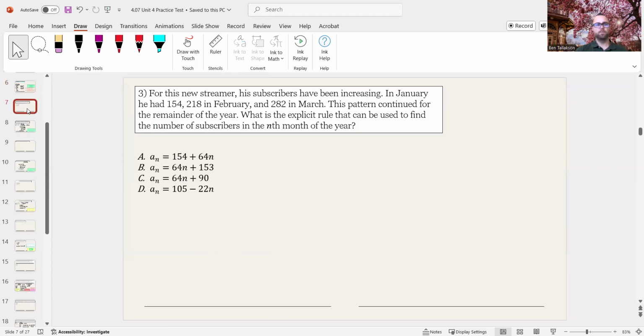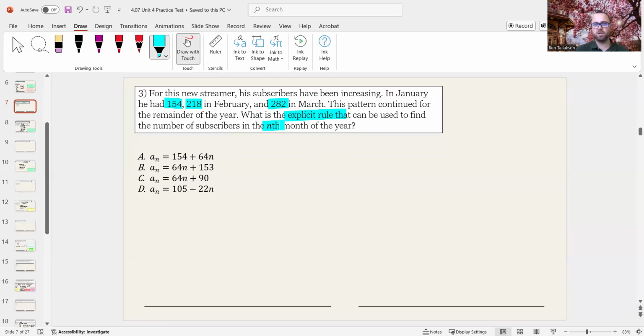Number 3. For this new streamer, his subscribers have been increasing. In January, he had 154, 218 in February, and 282 in March. He must be doing something right. This pattern continued for the remainder of the year. What is the explicit rule that can be used to find the number of subscribers in the nth month of the year? This long, wordy question is basically just asking you to write the explicit rule.